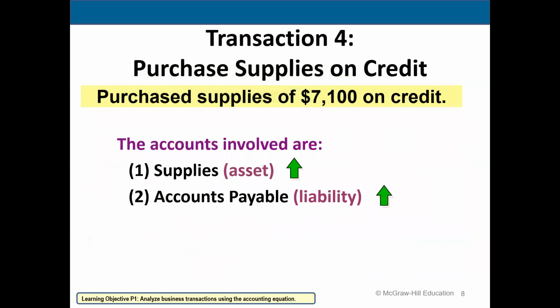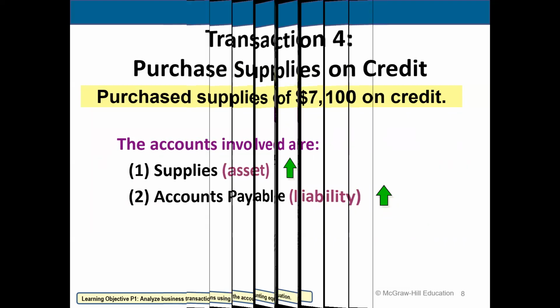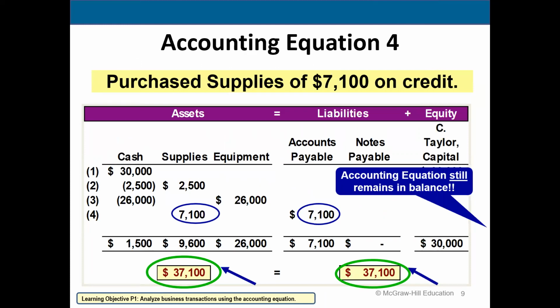All right, transaction 4, we purchase supplies on credit. Good thing too, because we're almost out of cash. Credit means that our supplier is allowing us to pay them later, so we're going to owe them. Our supplies, an asset, will go up, and a liability called accounts payable, which just means money I owe to my supplier, also goes up. Supplies will increase by 7,100 and accounts payable will increase by 7,100. Our total assets will increase to 37,100 and our total liabilities plus equity will equal 37,100. Everything's still in balance.